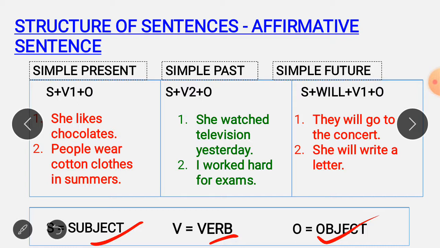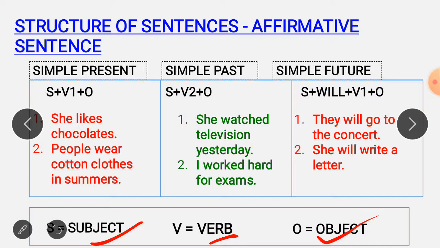For example, she likes chocolates. People wear cotton clothes in summers. Simple past. In this the structure is subject plus verb, which should be in its past form, plus the object. For example, she watched television yesterday. I worked hard for exams.